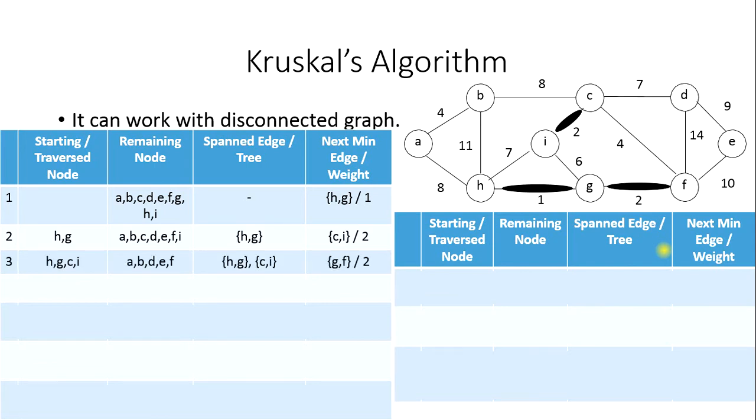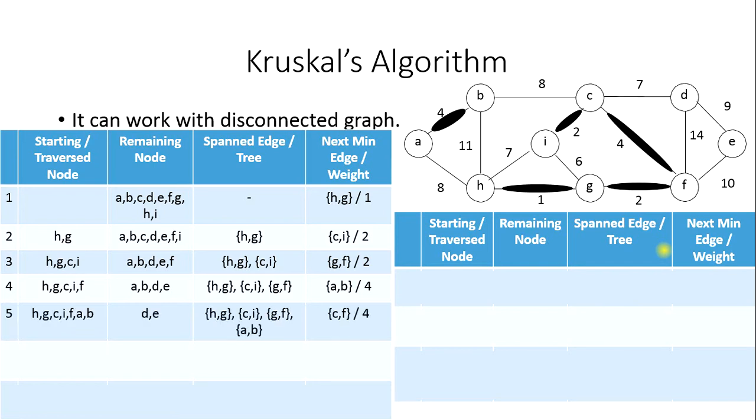Then we have the next value, 4. The next smallest value is 4, which is on two edges, AB and CF. We can select them both, whichever one we like first. For example, we select AB first and then we select CF. After 4, the next value is 6, but we cannot select 6. Why? Because it makes a cycle. So the IG edge cannot be selected.